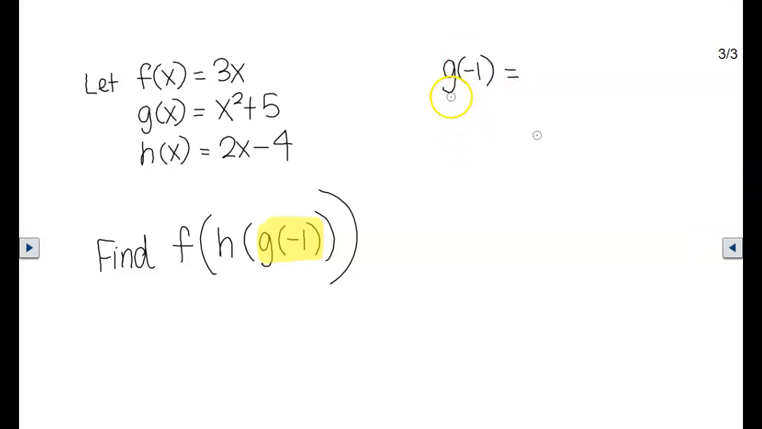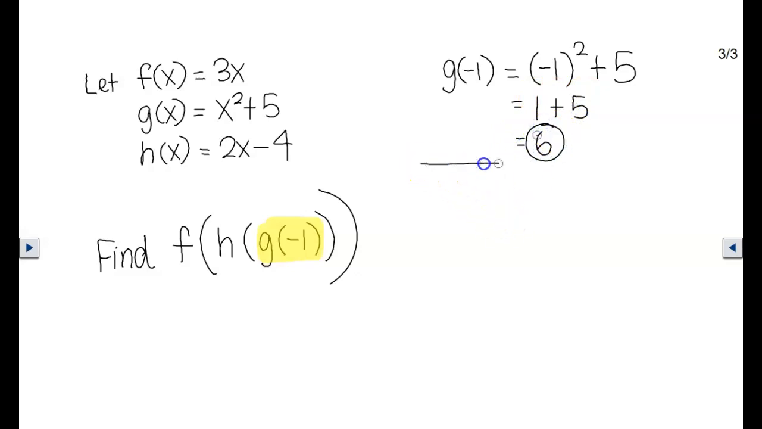Now we know what that means. That means take the function rule whose name is g, x squared plus 5, and input negative 1 for x in that rule. So we are going to do a negative 1 squared plus 5. The letter tells you which rule to use. The parentheses tell you what to input for x. So we'll do the exponent first. Negative 1 squared. Negative 1 times negative 1 is positive 1 plus 5. So we find out that g of negative 1 is 6.